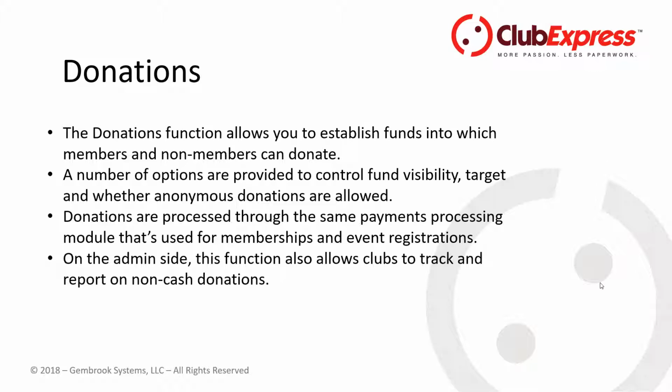It all goes into one payment screen, and people can choose to pay for all the things that they have outstanding. One thing that was added, I don't know how recently, but this is an important thing, is that on the admin side, this function also allows clubs to track and report on non-cash donations. So if people give you a piece of equipment, or donate property and things like that, we can catalog that and report on that. We'll talk about that in a little bit.